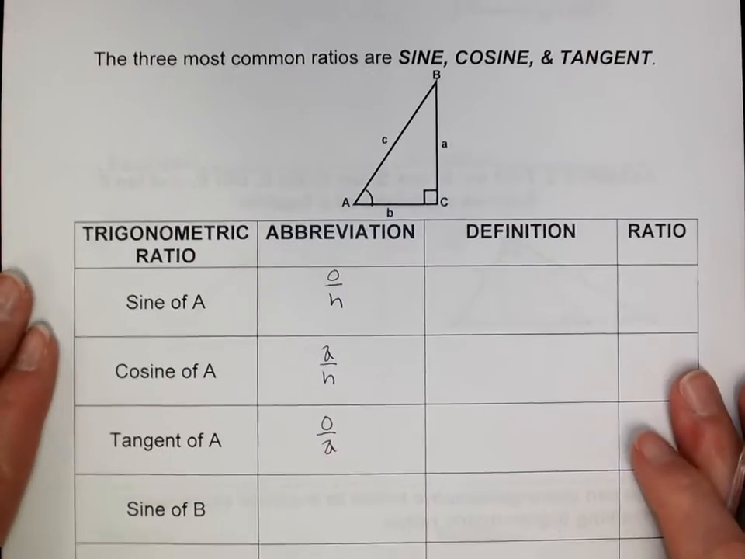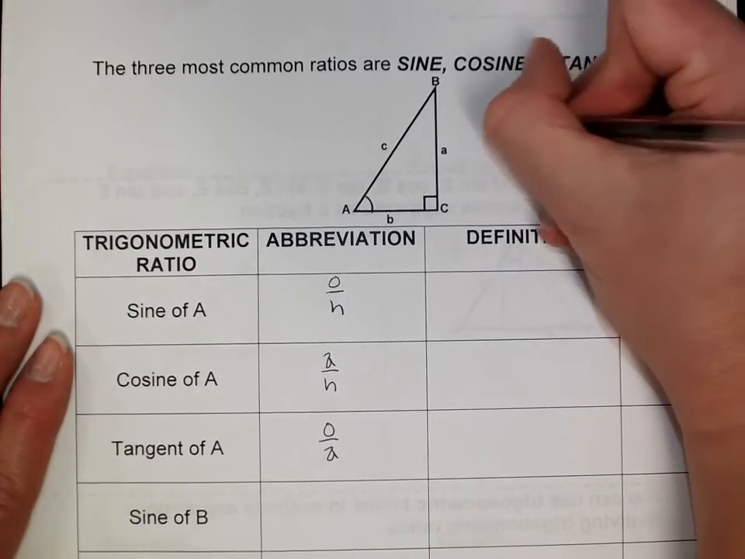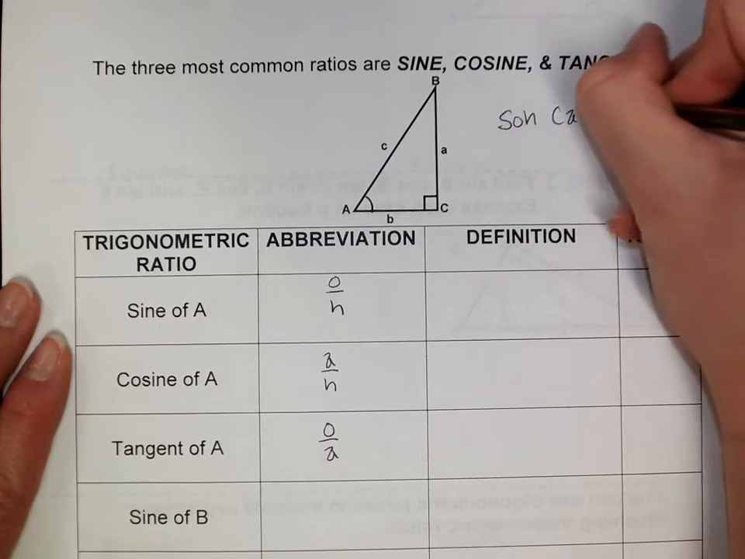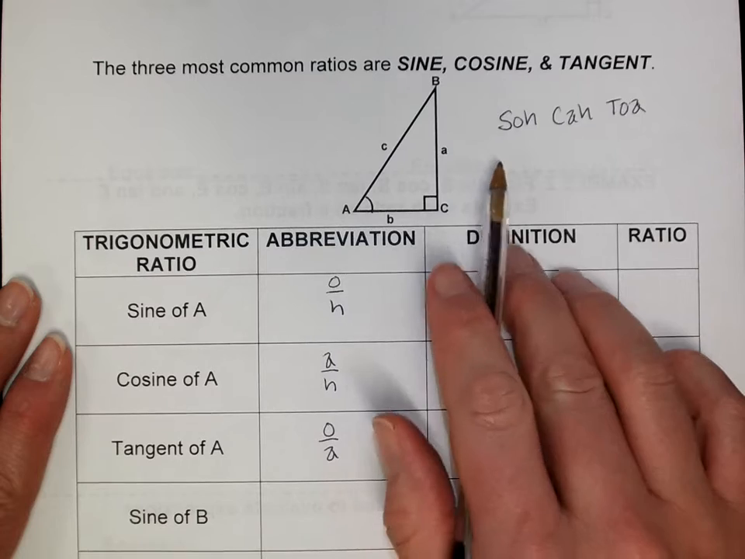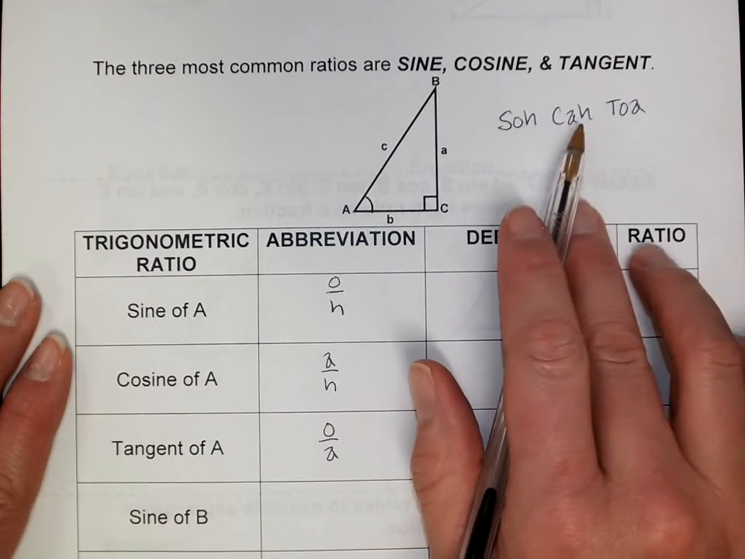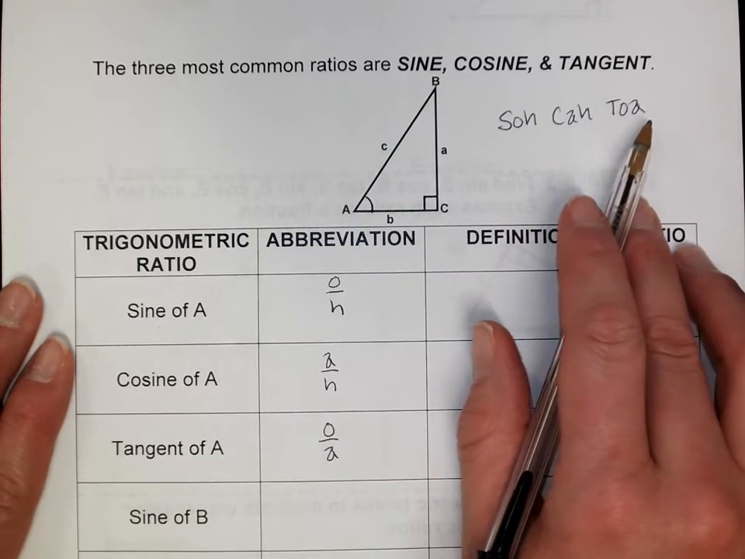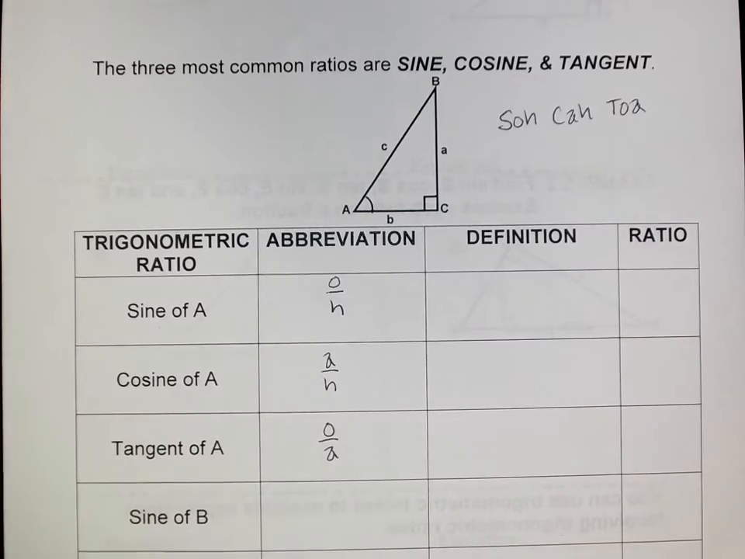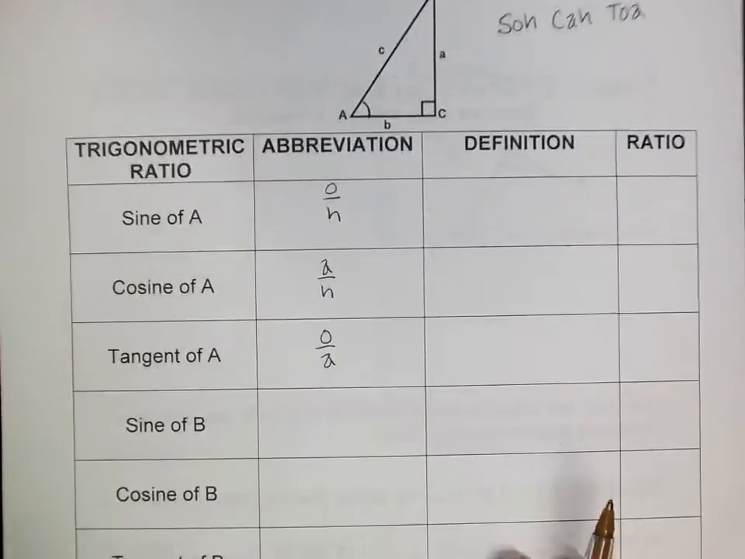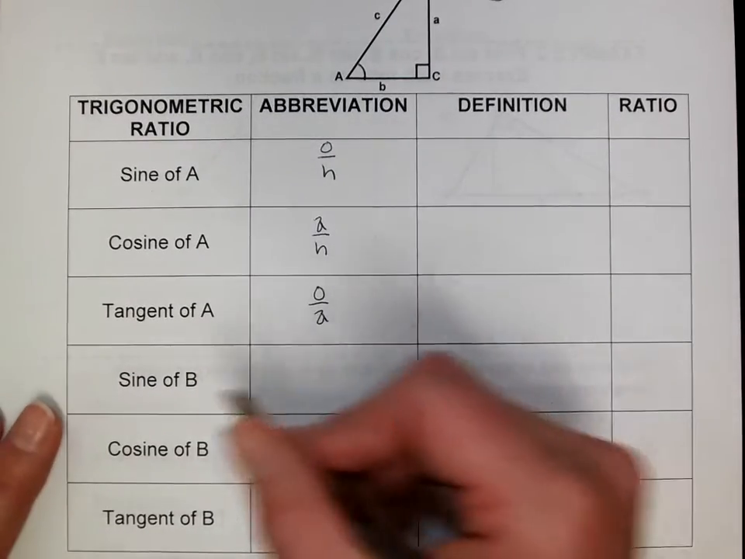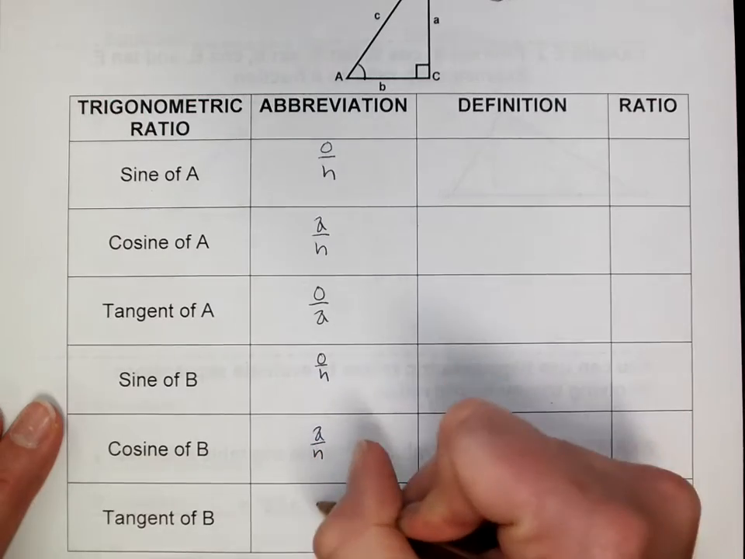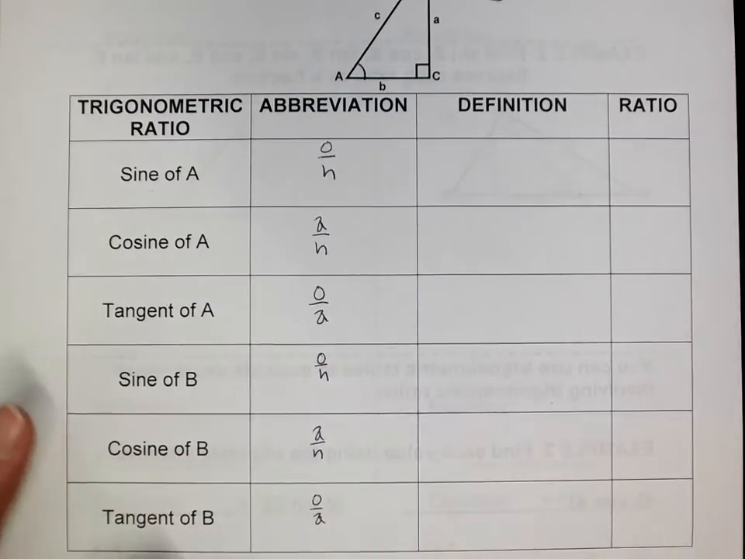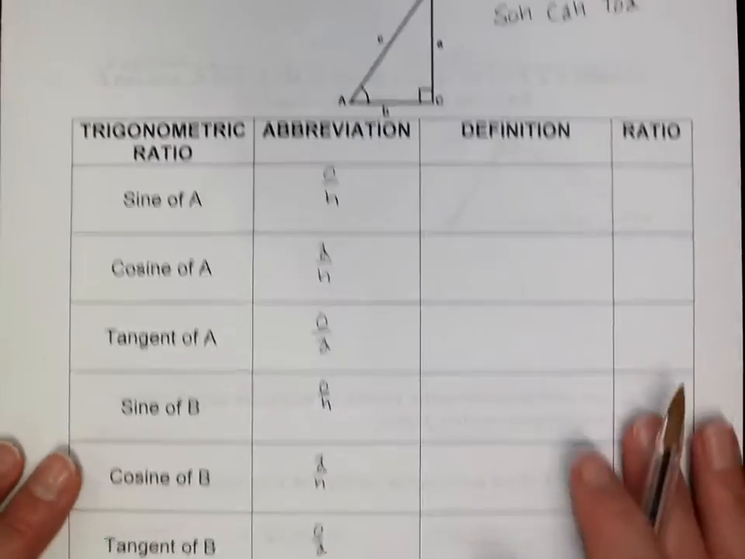So our little rule, here I'll write it up here, is SOHCAHTOA. So sine opposite over hypotenuse, cosine adjacent over hypotenuse, tangent opposite over adjacent. If you can remember SOHCAHTOA, it will really help you out. So same thing when you're looking down here at B. Sine is still opposite over hypotenuse, cosine adjacent over hypotenuse, tangent opposite over adjacent. But these aren't going to be the same because it depends on the angle.